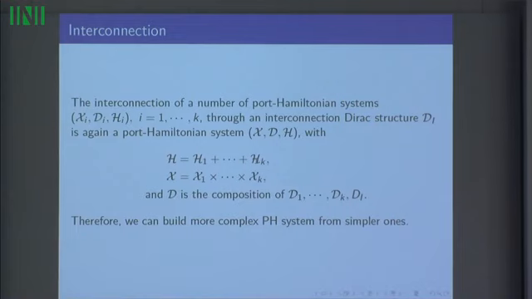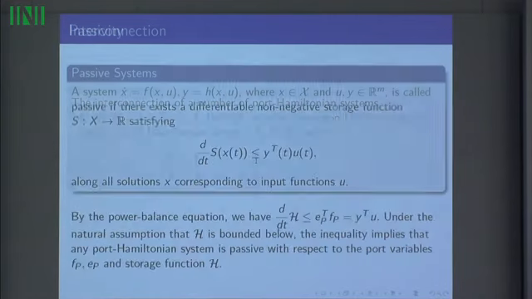I say that we can build them like Lego. So how do we do that? We take the Cartesian product of the state spaces, and we just add up the Hamiltonians, so the energy of the system is the sum of the energies of the subsystems. And the Dirac structure is the composition of the previous Dirac structures.